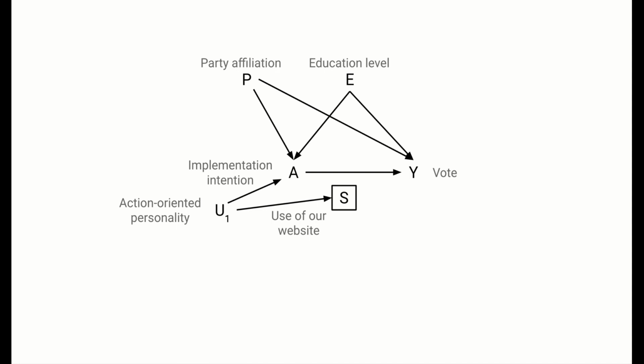We might find it likely that an appreciable portion of our website's users came to do so because of action-oriented personality types. This would be a very hard variable to measure or even conceive of measuring. So we'll indicate it as a U variable, U1, to indicate that it's unmeasured. This personality type also likely influences the use of implementation intentions. It probably also influences voting, but for simplicity and to focus on the concept of graph building, we'll leave that arrow out. Let's just focus on understanding how to think through representing possibilities for selection bias.